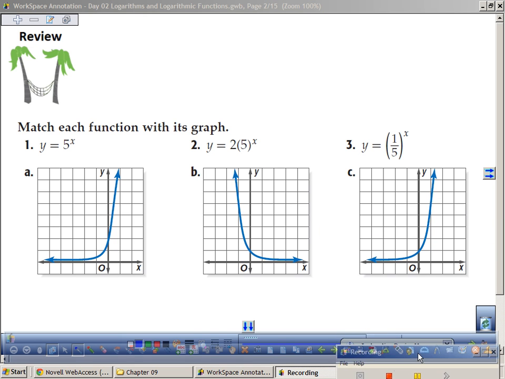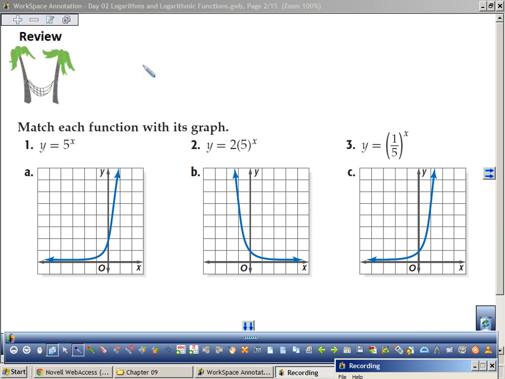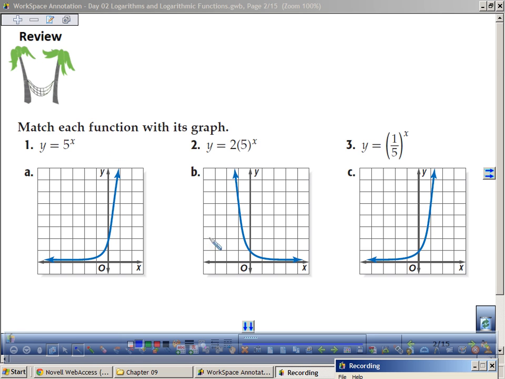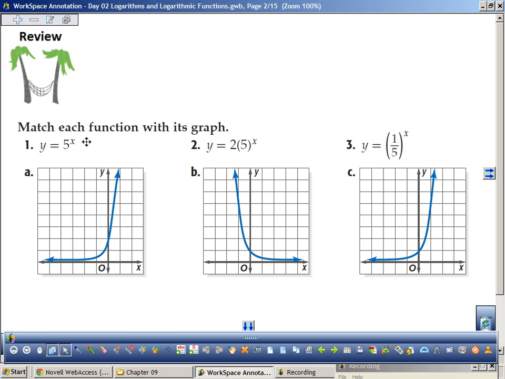Okay, so let's do a little bit of what we were doing yesterday. Let's match each function with its graph. So who can explain to me 1, 2, or 3, whether it's A, B, or C? How about number 1? Number 1 matches what? A or C. C. Okay. So number 1 is C.